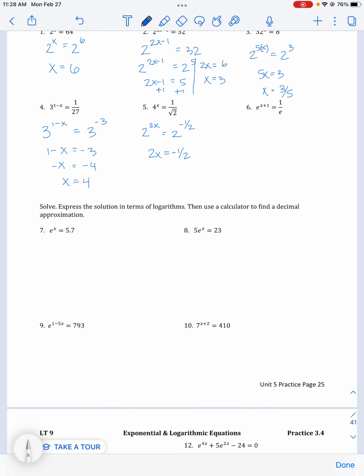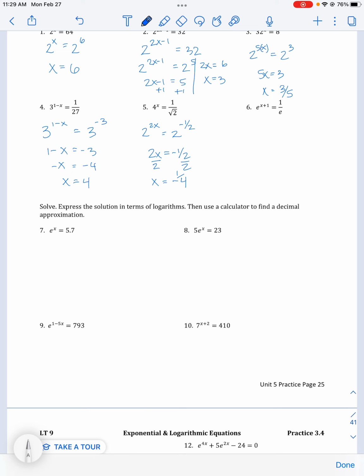I can divide both sides by 2. And if I divide 1/2 by 2, then I get negative 4. But that doesn't look right. Let's see. If I divide 1/2 by 2, yes, I get negative 1/4. That looks right, negative 1/4.